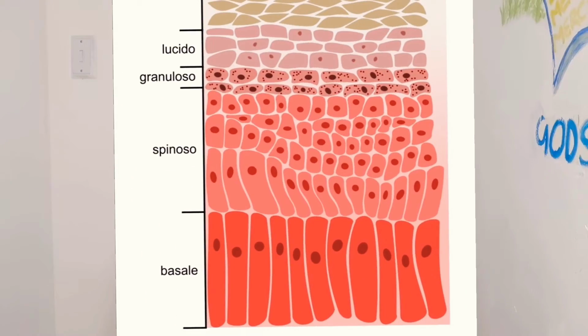Now this layer contains keratinocytes, and these keratinocytes produce keratin, which is a fibrous protein. It also has melanocytes, which produce the incredible melanin. And just to touch on the melanin thing.